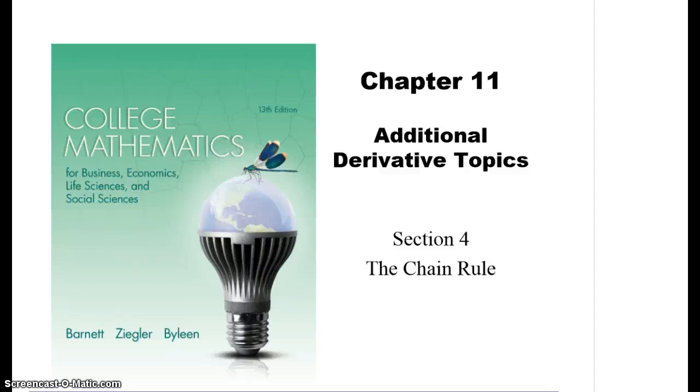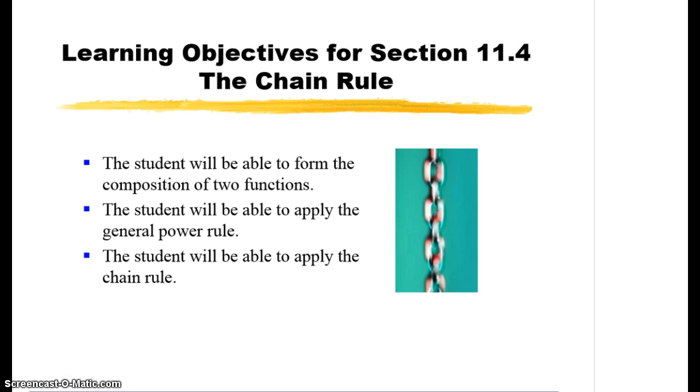We're in section 4 of chapter 11 of Barnett's college math book, and this section deals with the chain rule. It's one of the most important rules in differentiation, and you should really carefully read this section to make sure you understand everything that's going on in there.